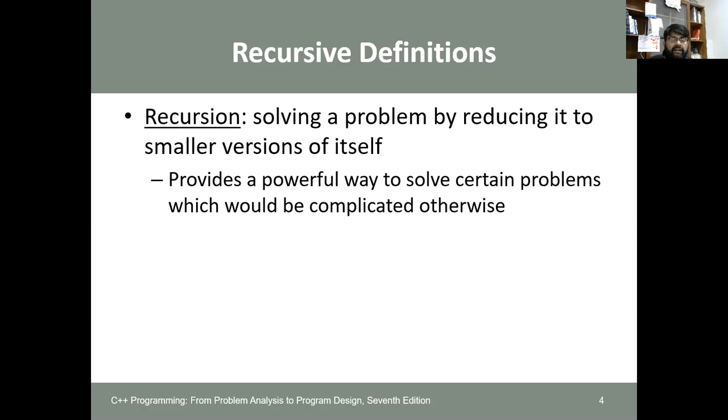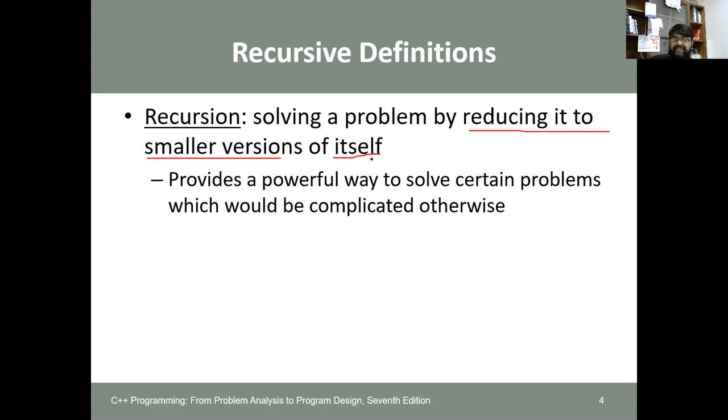So what is recursion? Formally, recursion is defined as solving a problem by reducing it to smaller versions of itself. Notice two particular portions here. One is that you are trying to reduce it to smaller versions. You are trying to solve a problem and your solution is always reducing it to smaller versions. And the other part that is very important here is "itself".